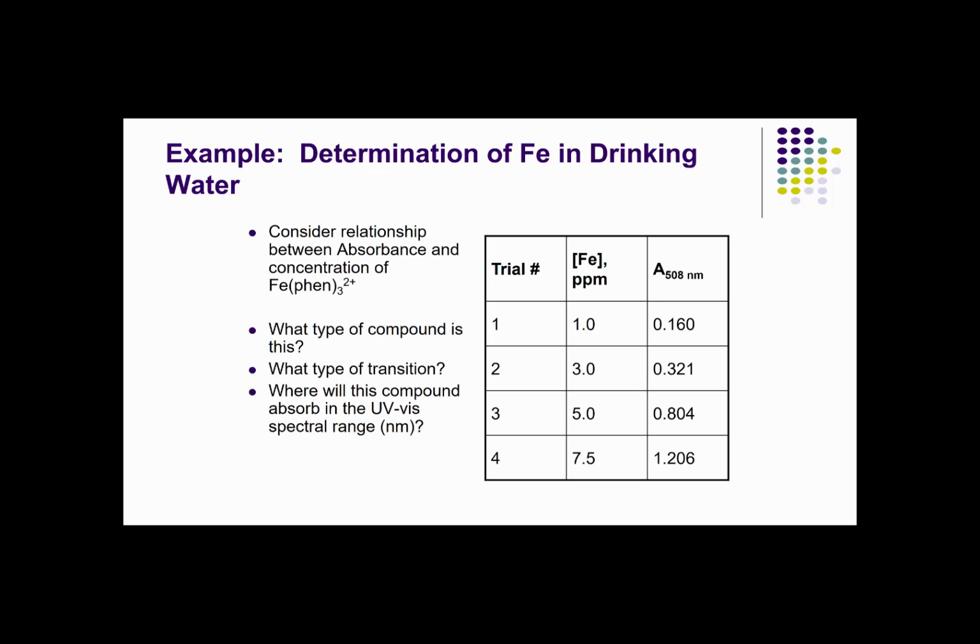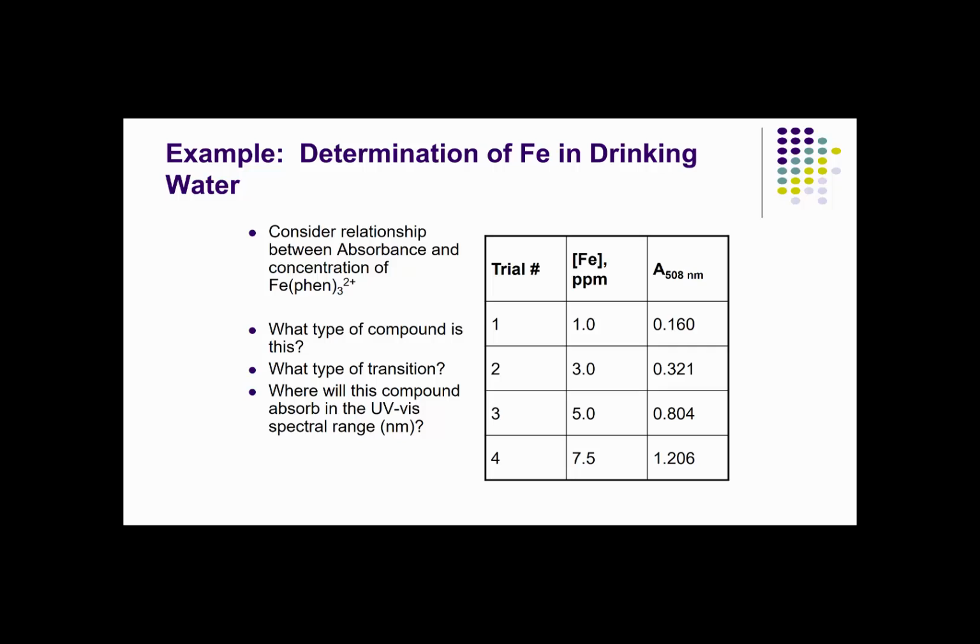Now, in lab this next week, you're going to use this approach, a calibration curve, to measure the concentration of iron in drinking water. You'll make a series of stock solutions containing known concentrations of iron. You'll measure their absorbance at lambda max for a chromophore. In this case, it'll be iron trisphenanthroline. And if you recall from our last podcast, this compound has a strong metal-to-ligand charge transfer transition, and that transition appears in the visible spectral range.